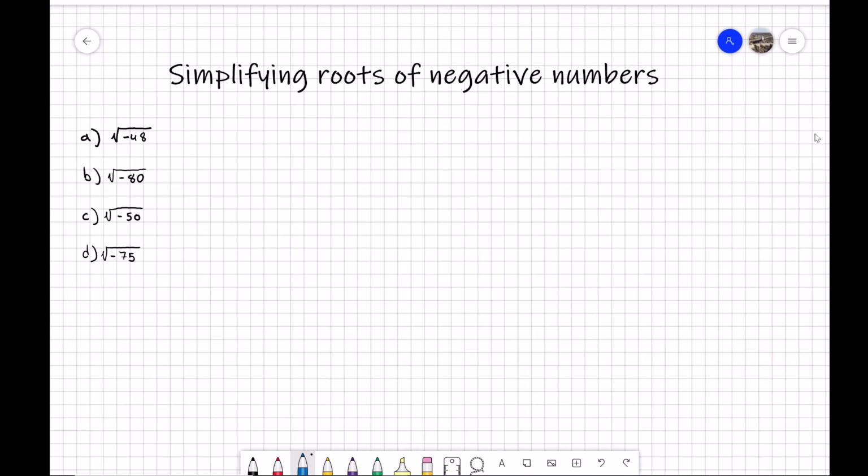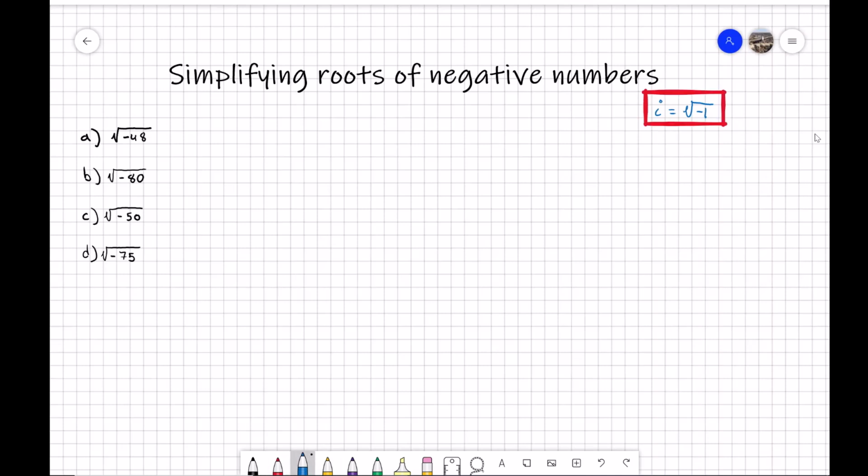Today we're going to be simplifying roots of negative numbers. Before starting with the exercises, first we have to know what the imaginary number is. The imaginary number is written with the letter i, and its value is the square root of -1. That's all we have to know to solve these exercises.